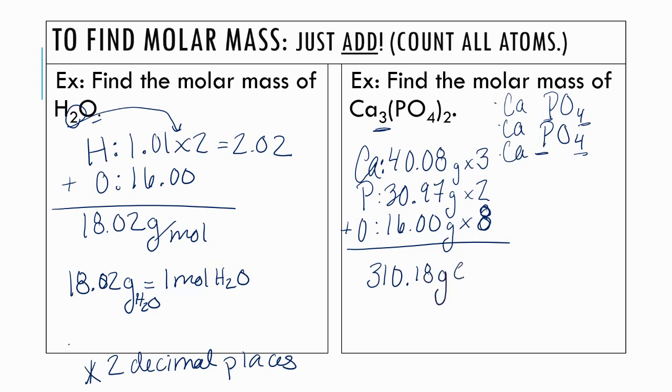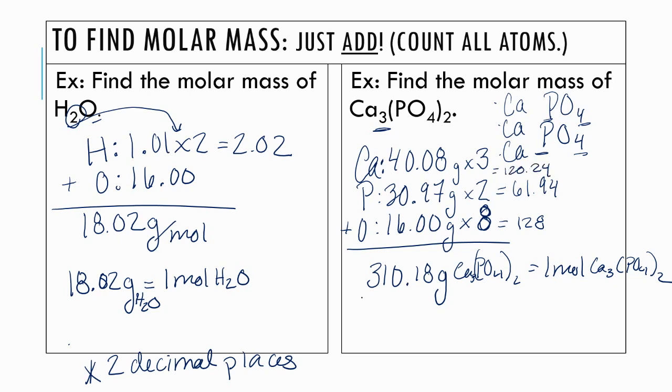Okay, if I add all of that up, I'm going to get 310.18 grams of calcium phosphate is equal to 1 mole of calcium phosphate. Okay, so you can go ahead, if you want to separate these out and do each of these little operations independently and then add them up, that's totally fine. However you feel like you need to do that. Anyway, you should get 310 grams of calcium phosphate for every 1 mole of calcium phosphate.